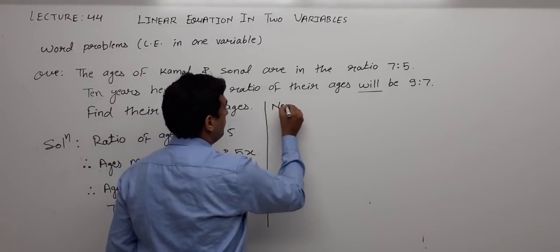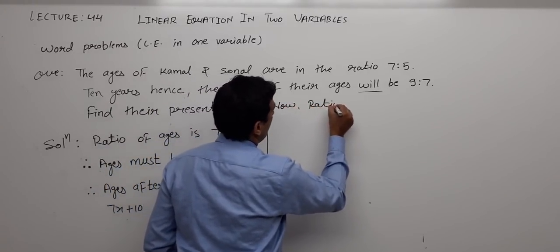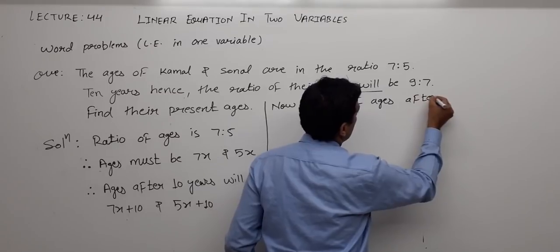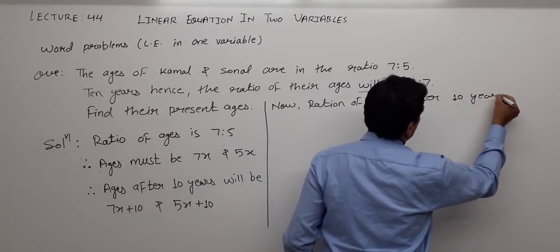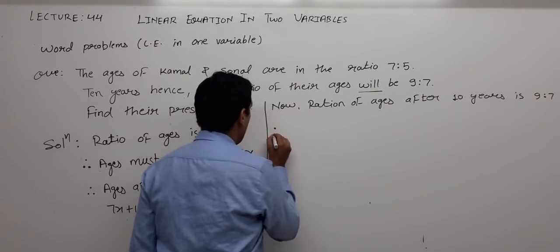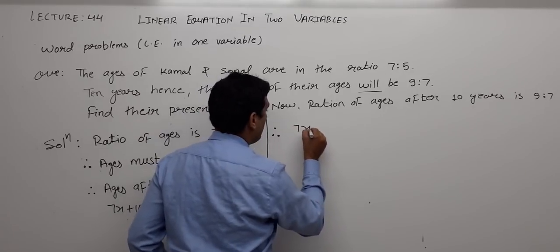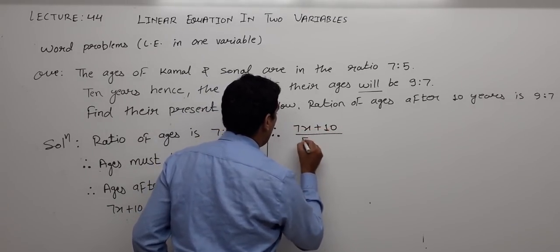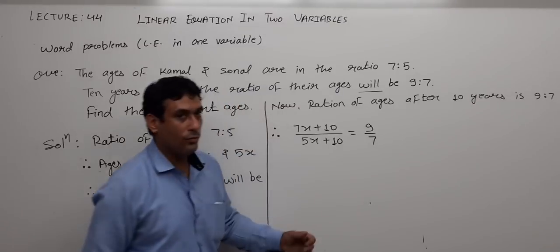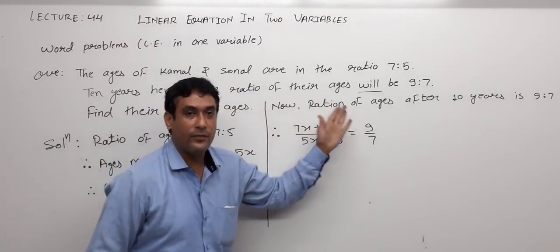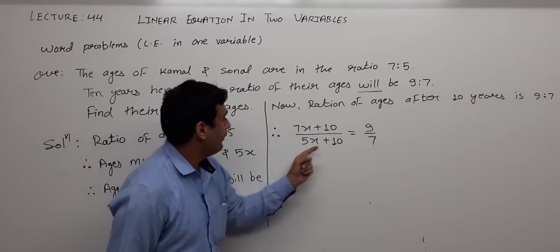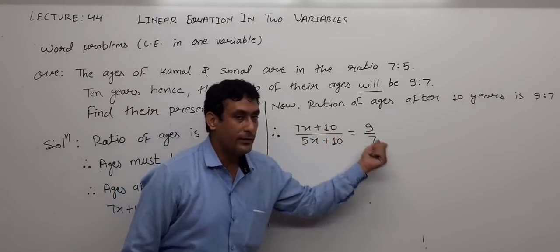Okay. Now the ratio of ages after 10 years is 9:7. Okay, so I can write 7x plus 10 divided by 5x plus 10 is equal to 9/7. That is the thing they want to say. Ratio of the ages. Which ages? After 10 years. So this is the age of Kamal and this is the age of Sonal. So their ages after 10 years are in the ratio 9:7.